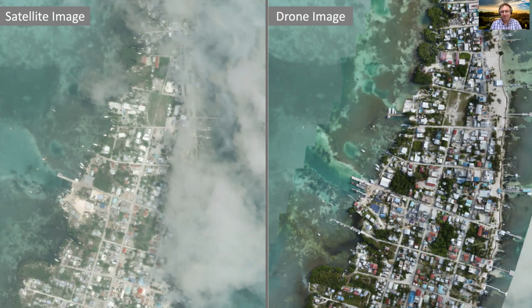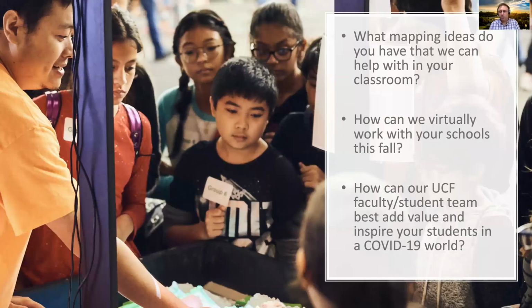You're absolutely right, Mercedes. So now that you understand some of the advantages of drone imagery for science, I'd like to have us think a little bit about some of the ways in which we engage with these mapping and drone technologies in the classroom. So it leads me to my next set of questions. What mapping ideas do each of you have that we can help with in your classroom? And I'll stimulate some ideas here in a moment as well.